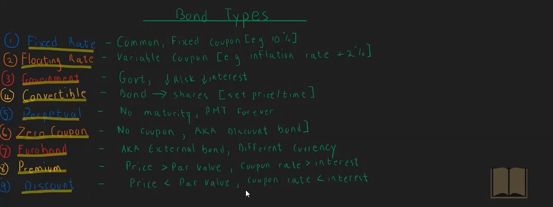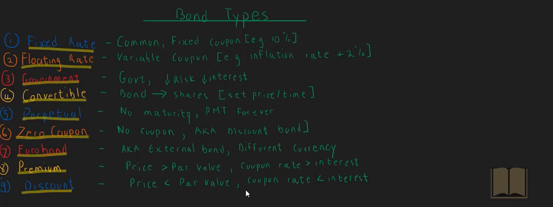And then lastly, you get what is known as a discount bond. This is the opposite of a premium bond. The reason it's called a discount bond is because its price, what you can buy it for, is lower than the par value. The reason for that is that the rate that this bond is offering is lower than the market interest rate.